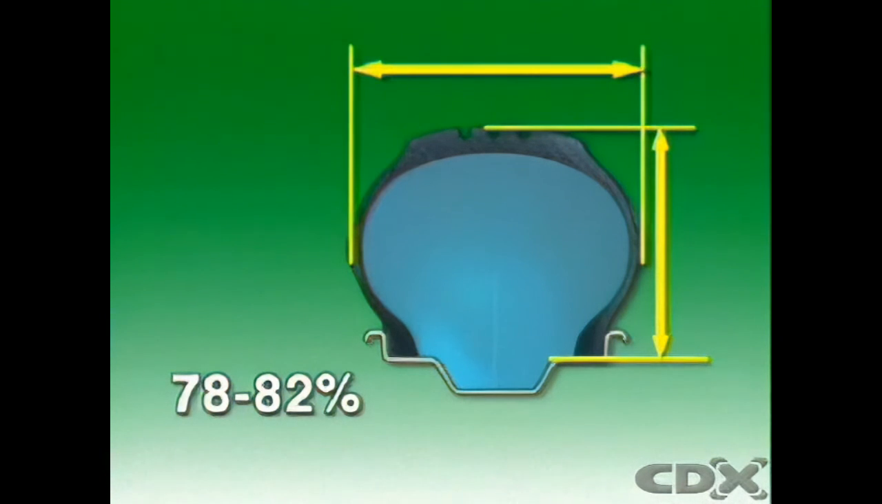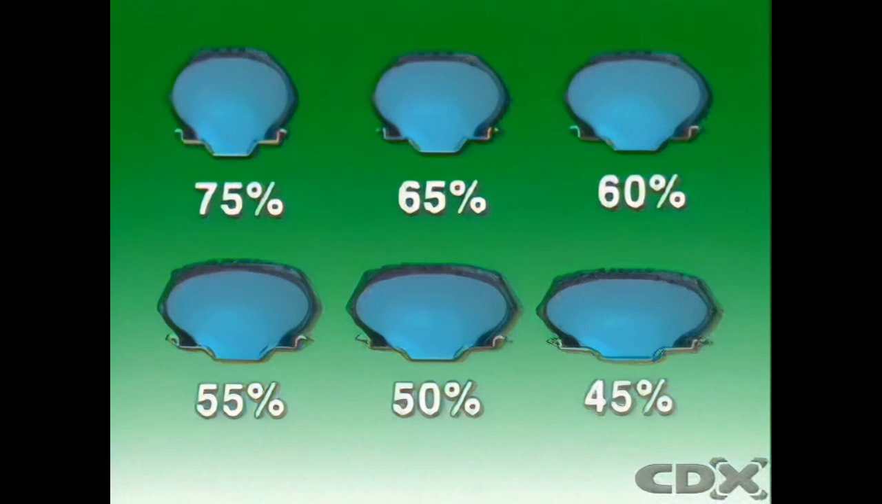The profile of cross-ply tires was reduced further to between 78 and 82%, called a super low section. However, the stiffness of cross-ply tires makes them unsuitable for further reduction in profile. Radial ply tires have been manufactured in 78% profile, but are also made with further reductions in profile, from 75% to 45%.